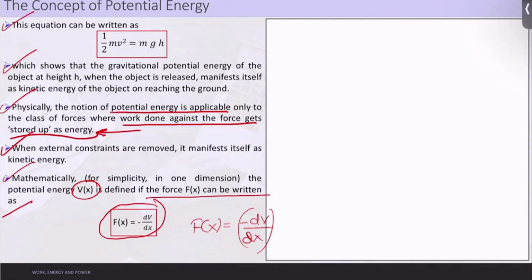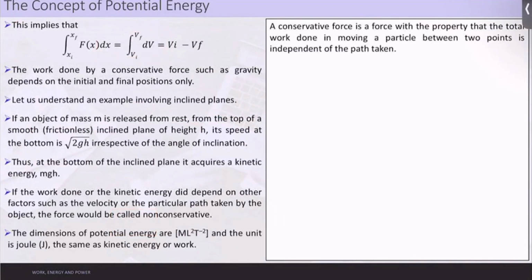Finally, we also got that this variable force can be calculated using the potential energy by using the formula F of x equals minus dV by dx. Okay, fine. That thing being said, let us understand more about this, and let's end this discussion after this slide.